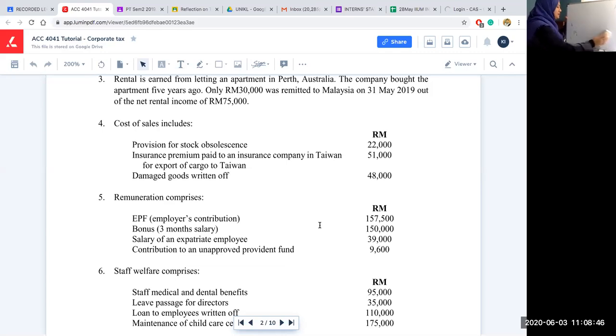Add back. Because why? Unapproved. If it is approved, it's allowable up to 90%. But in this case, it is an unapproved one, so that amount is not allowed. So you have to add back 9,600. Okay? So you have 4 items there. Number 1, you may want to show the workings, how you get that 15,000.